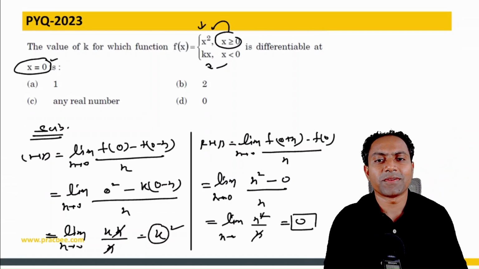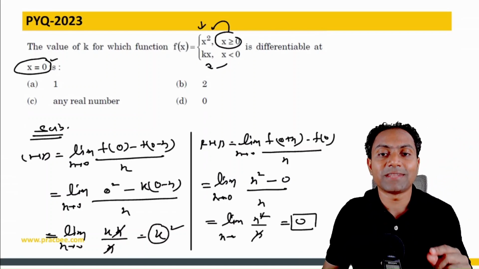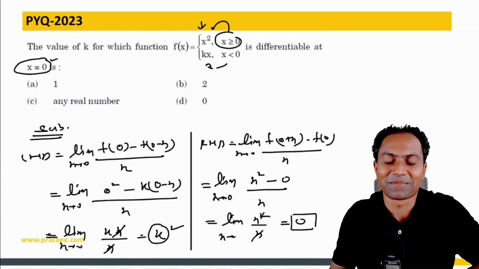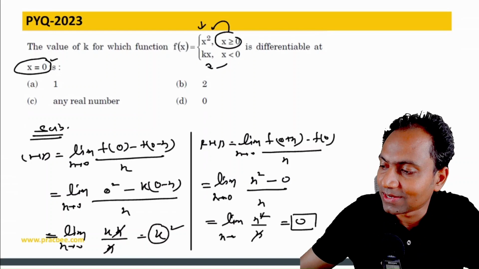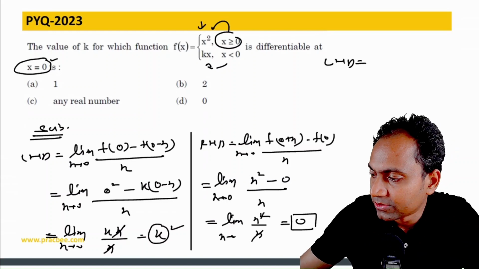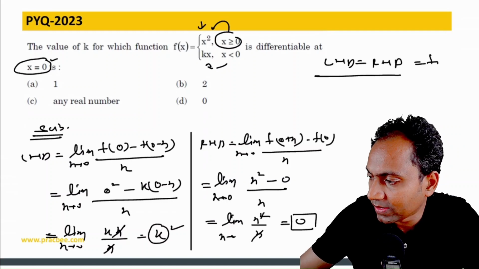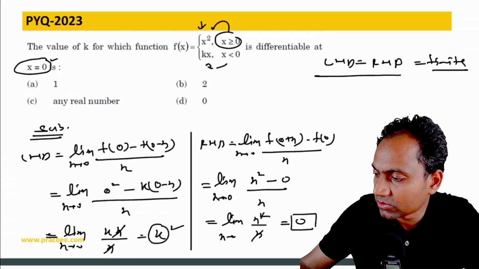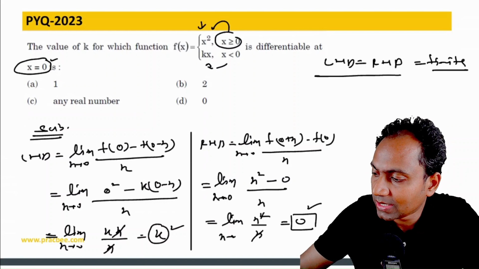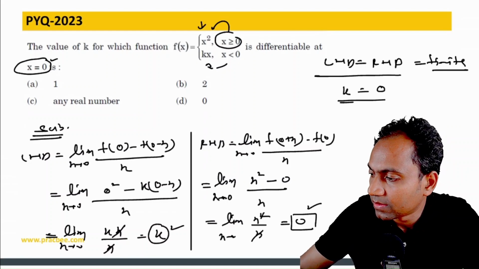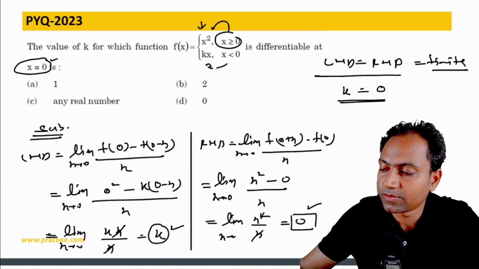You can see that we have figured out LSD, RSD, and finding LSD, RSD is all based on limits. So you need to revise your limits before going into this chapter. Now, once you have done that, the condition is very simple. LSD should be equal to RHD is equal to a finite number. Now you can see that this number is already finite. It is 0. So here RSD has become 0. LSD has become nothing but k. So k becomes nothing but 0, and that is nothing but option D.